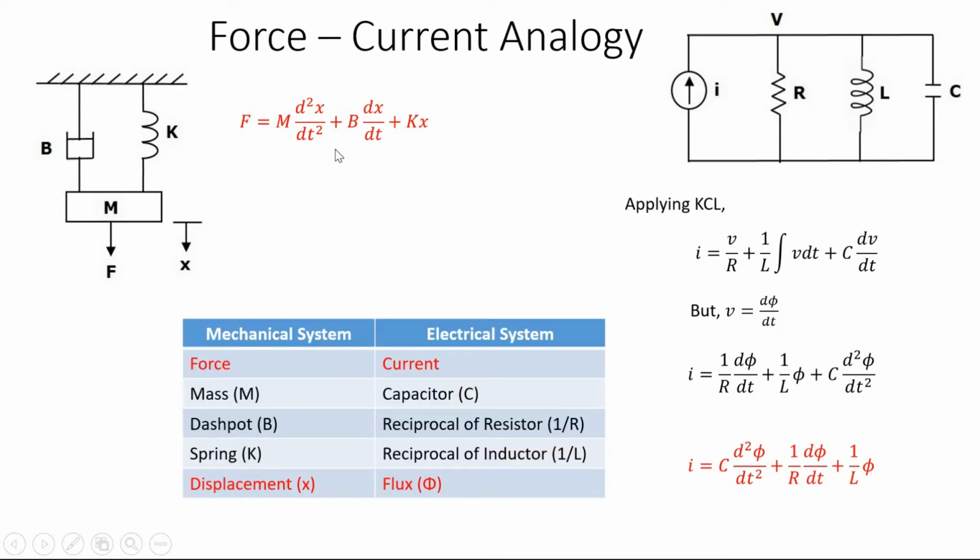If we compare these two, we can say that force is analogous to current, the input. Mass is analogous to capacitor. The dashpot is analogous to the reciprocal of resistor, 1 by R, and spring constant K is analogous to the reciprocal of inductor, 1 by L. Displacement x is analogous to flux. So this is the force-current analogy. It is obtained by applying KCL. Here force is analogous to current, so it is called force-current analogy. We can convert the mechanical system into an equivalent electrical system, which will be in parallel.